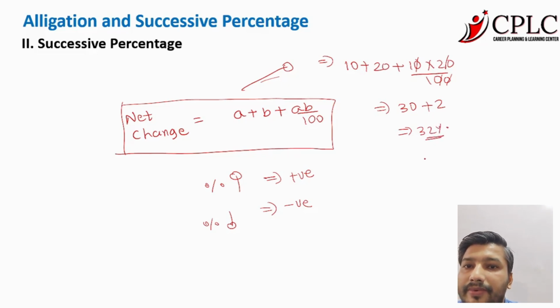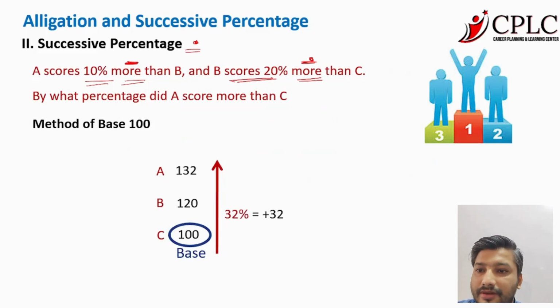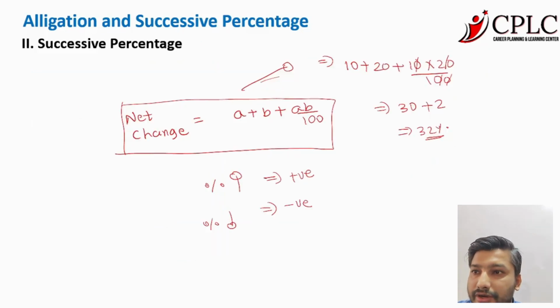And if you compare that with the previous method, you see that you are getting the same answer, ditto the same answer, 32%, as you can see here. So this is what you need to remember: successive percentage and the formula associated with successive percentage as the concept.